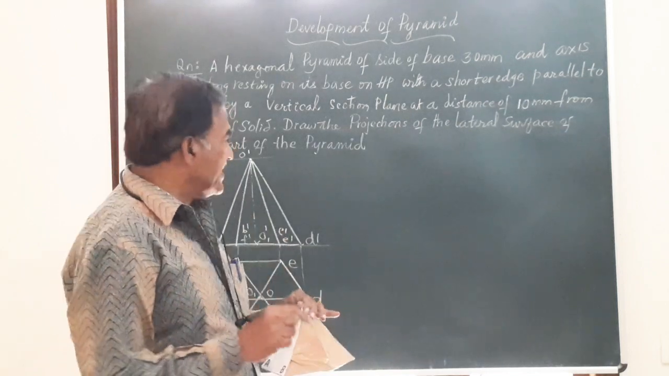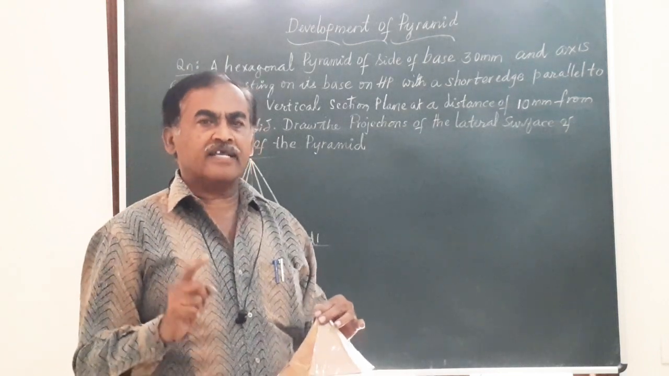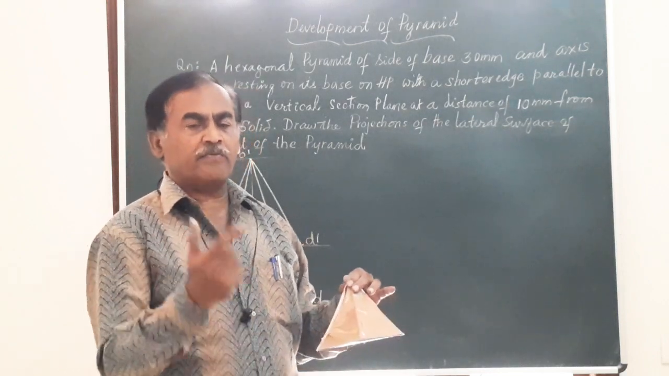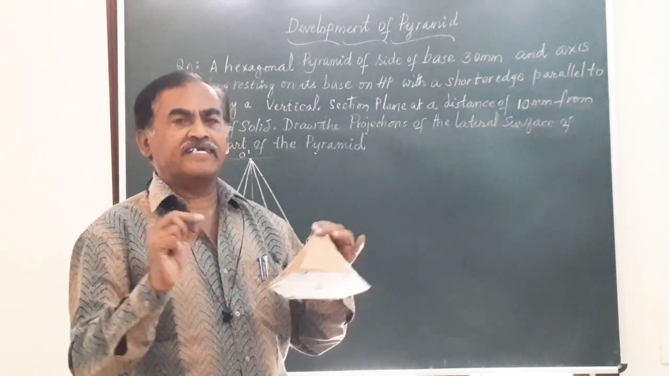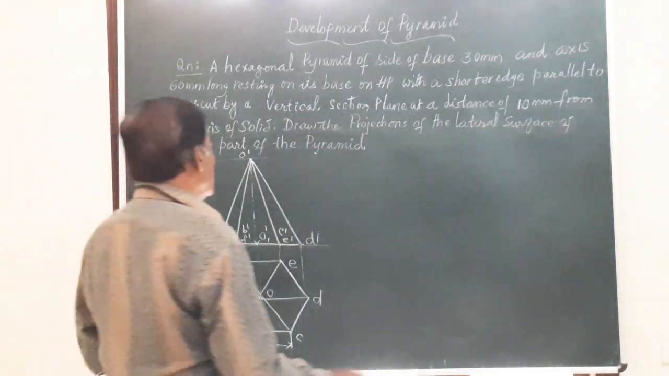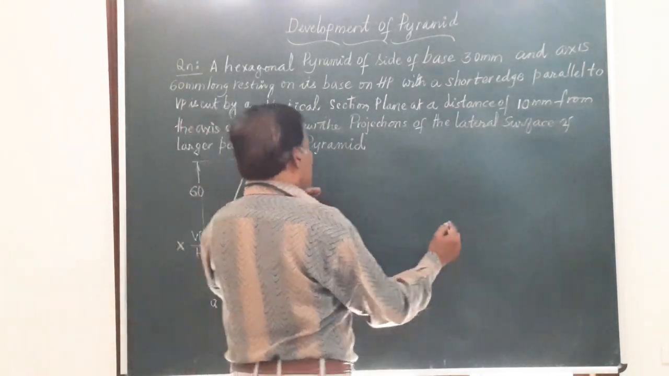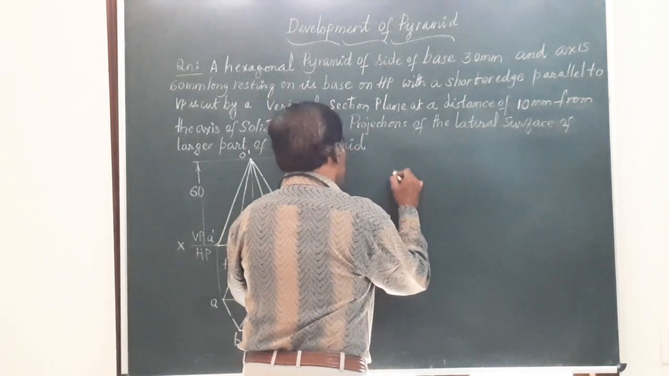To start with, let us assume that the solid is not cut by any section plane and hence obtain the development of the lateral surface of the whole solid, assuming it is not cut by any section plane. And obviously, you are going to have 6 triangles, and all triangles are isosceles. So let me start from this point here.